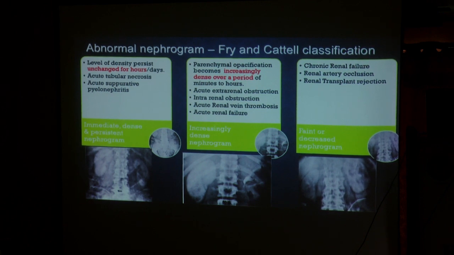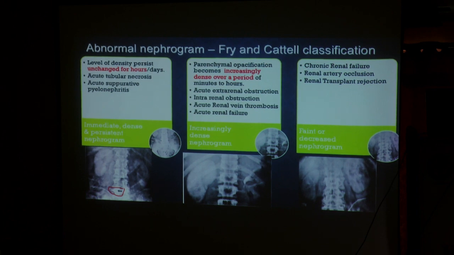Here you see even after 15 minutes, the right kidney is holding up the contrast. The density of the contrast will be unchanged for hours. That is known as immediate, dense and persistent nephrogram, which is commonly seen in the case of infections like acute tubular necrosis or acute suppurative pyelonephritis.